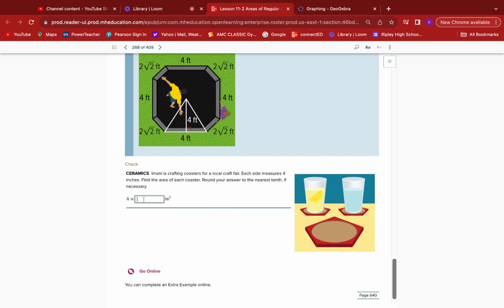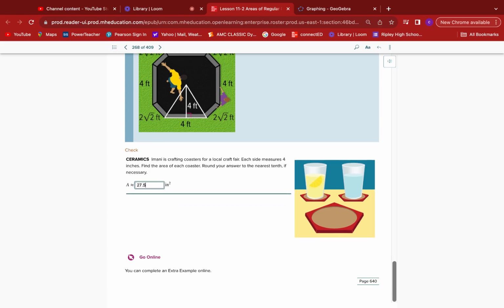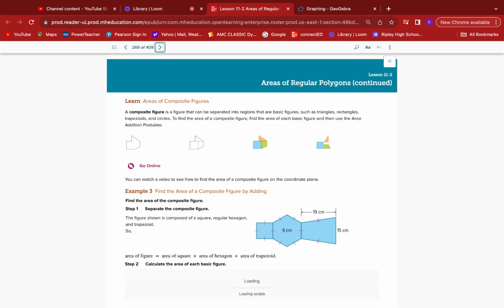All right, it's approximately, and I want to round this to the nearest tenth, 27.5, because the 2 after the 5 does not change the 5. So I got 27.5 square inches. All right, if you need another one of those, you can go online and get another one out of your ebook. And it looks like I am ready to go to composite figures.